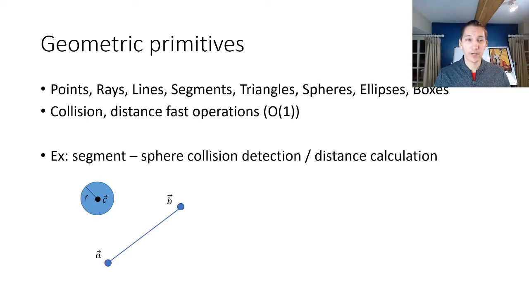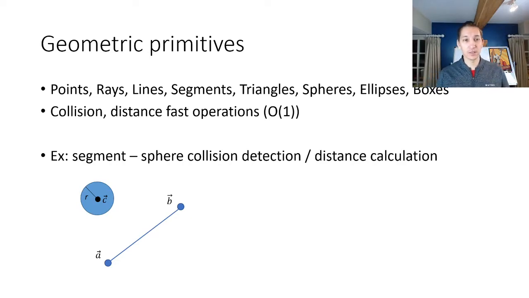So first, let's talk about how we do this with geometric primitives. There are many different types of primitives in use, for example points, spheres, rays, lines, segments, triangles, boxes, cylinders, etc. But the key component of geometric primitives is that the collision and distance operations are typically quite fast, order 1 in fact. As an example of how we might do this, we can try to calculate whether a segment and a sphere collide or what their distance is.